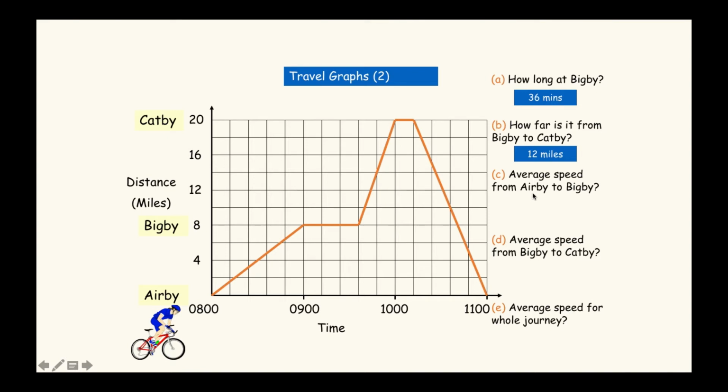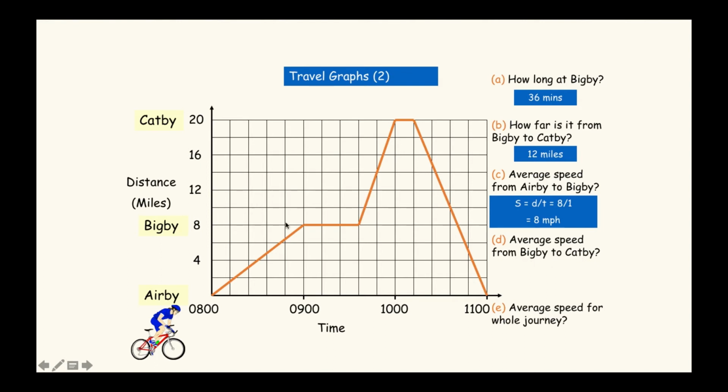The average speed from Airby to Bigby. So from Airby, which is just here, look, to Bigby, it took them an hour. They travelled 8 miles in an hour, and it looks like they're cycling. Okay, so they're not driving, so their speed will be slower. So their average speed is the distance, which is 8 miles, divided by time, which is 1 hour. 8 divided by 1 is 8 miles per hour. So on their bikes, they were travelling at 8 miles per hour. Okay. It then asks for the average speed from Bigby to Catby.